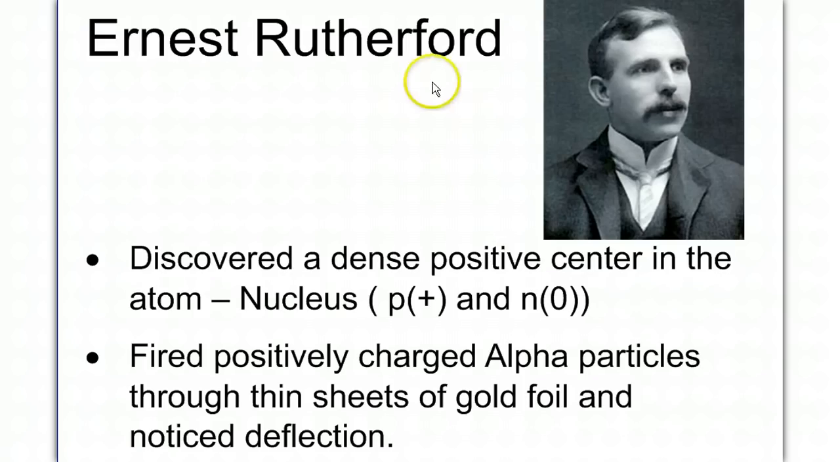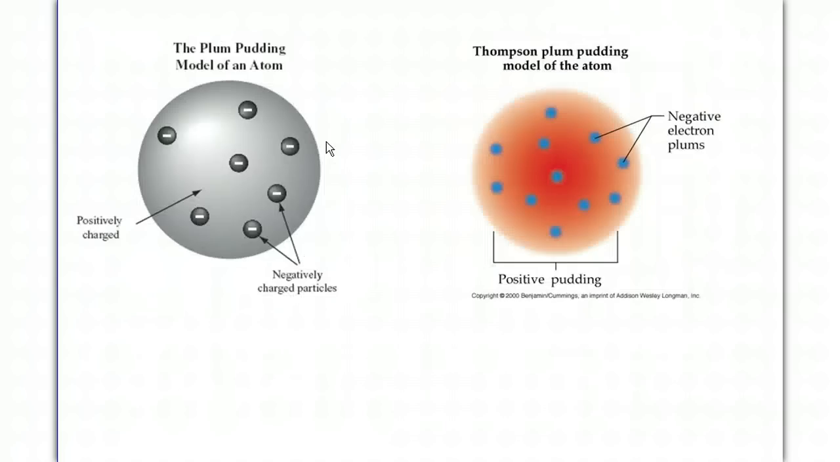Rutherford discovers the dense positive center known as the nucleus. He performs the experiment known as the gold foil experiment, where he shoots alpha particles, which are positive, at gold foil, and then he's expecting, if J.J. Thomson's model is true, that the particles would just go straight through J.J. Thomson's model of the atom. So positive particles would just shoot right on through and not actually bounce backwards or be deflected.